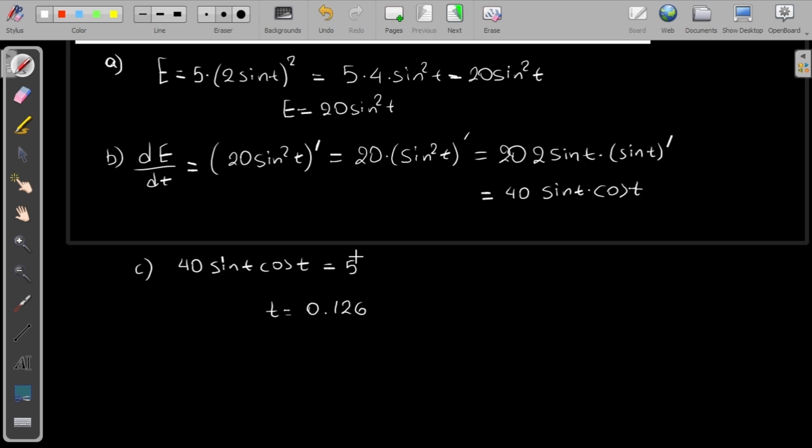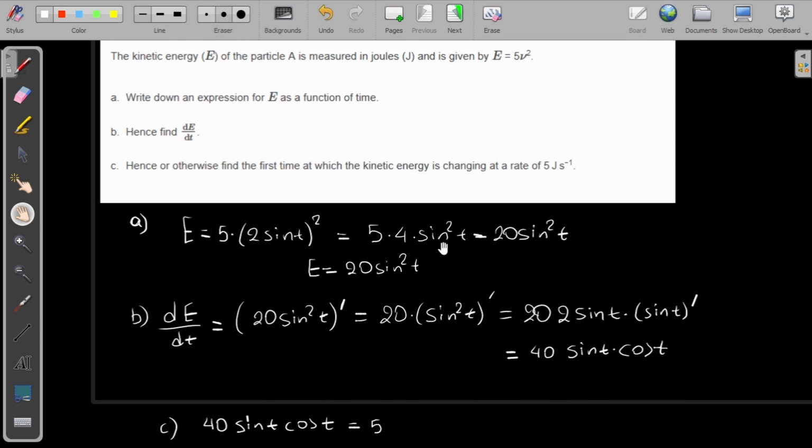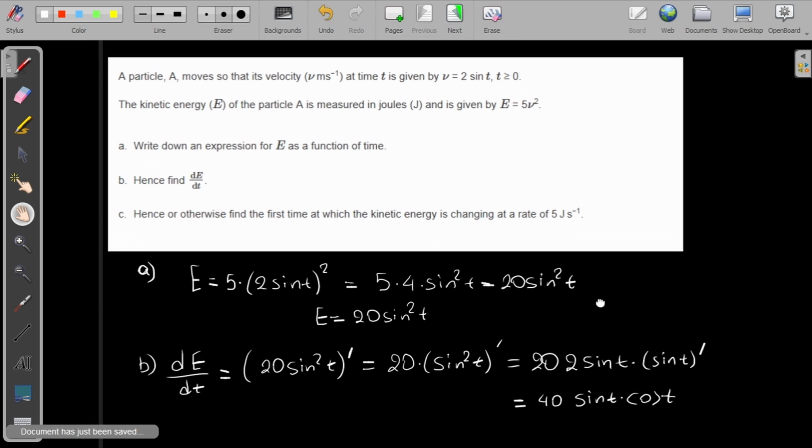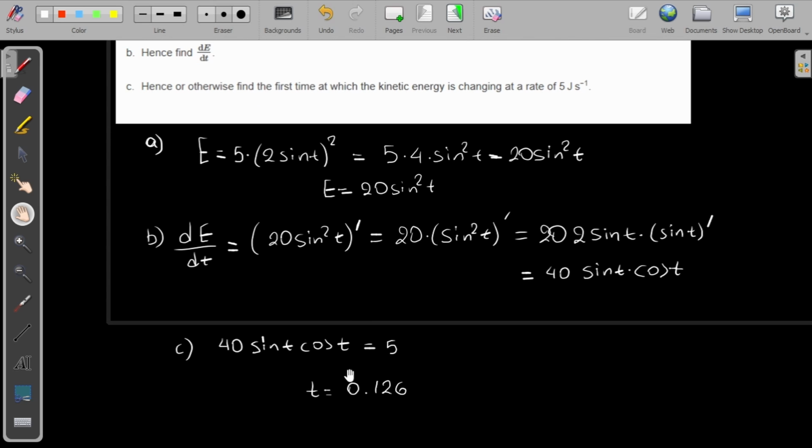So you see here one point that I have to be very cautious about is here when I take the derivative, and another one is here when I use my graph.